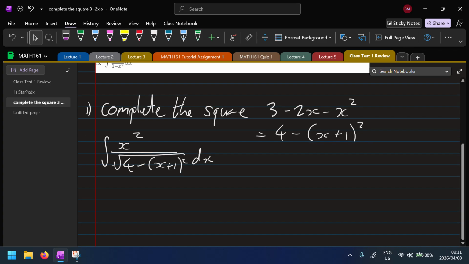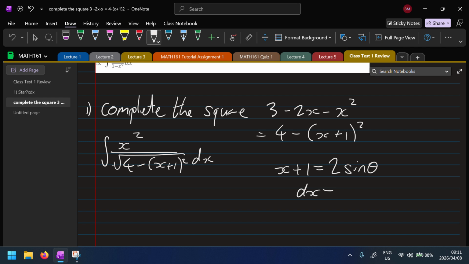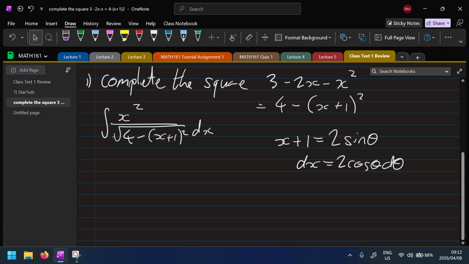So it's a squared minus x squared, so that will be a sine substitution. On the side, we have x plus 1 is 2 sine theta, because of the 4. We get the 2 there. So dx, that will be 2 cos theta d theta. Okay, then you substitute inside and you got your 1 mark.